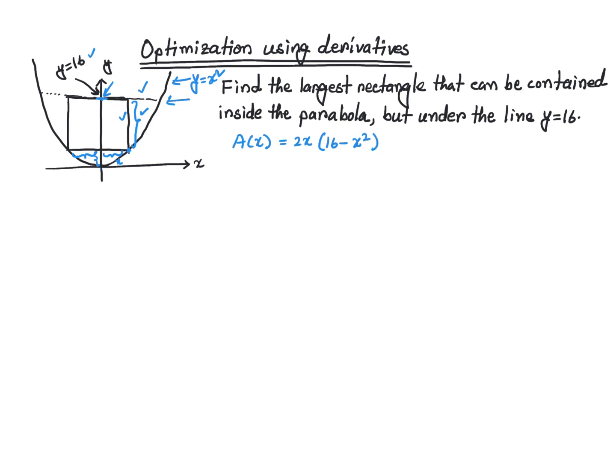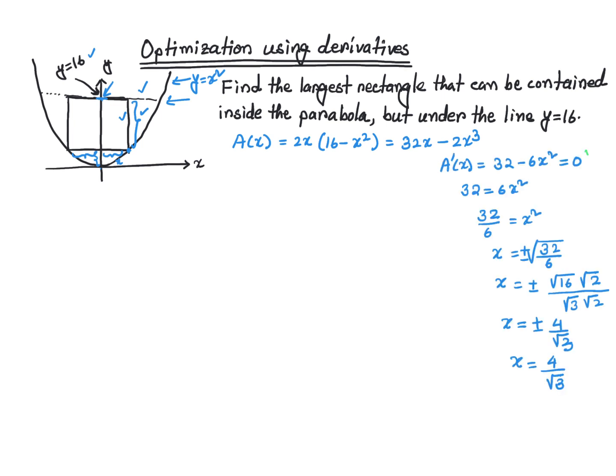Now, this is my function. And if I simplify it, I'm going to get 32x minus 2x cubed. So this function we need to take the derivative of. Here I take the derivative and set it equal to 0. So the derivative of 32x is just 32. Derivative of 2x cubed is 6x squared using the power rule. Then I just try to solve for x, and finally upon some simplification, as you can see here, I get this. However, we exclude the negative value because the length is positive.